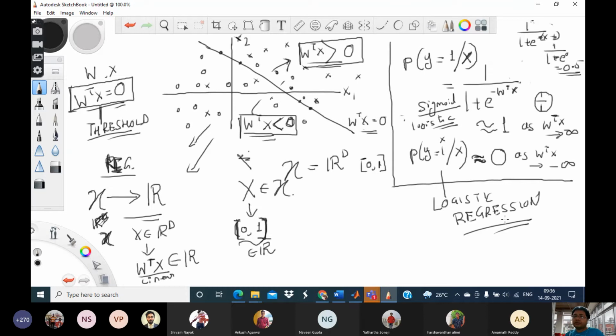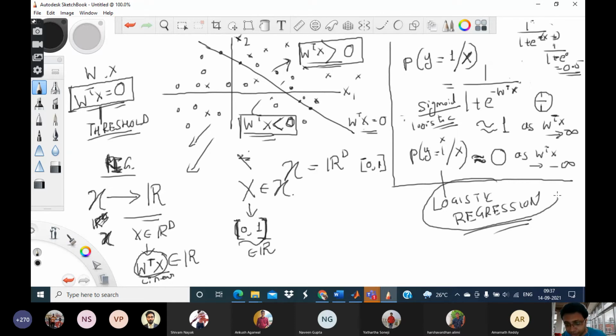Why is this regression? Because I am mapping the feature vector to the real space. That is, the input is a feature vector, the output is a real number. That's why regression. Why logistic regression? Instead of using a linear function, I have to map from the feature space to the real space. When I did that mapping with the help of a linear function like this, I called it linear regression. Here I am doing that mapping with the help of the sigmoid or the logistic function, so I am calling it logistic regression.